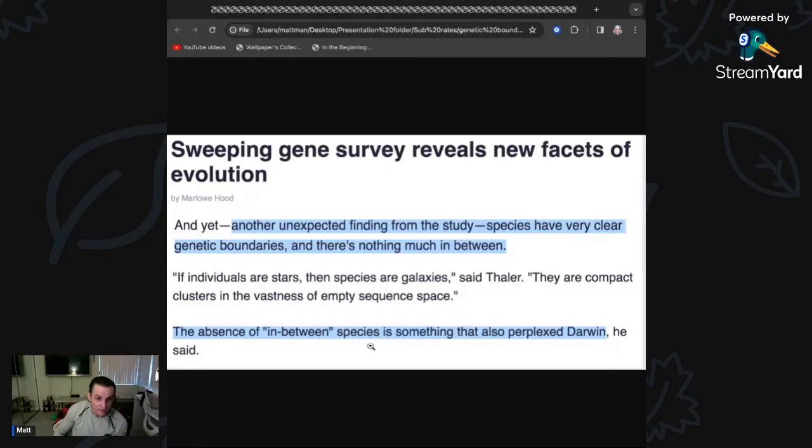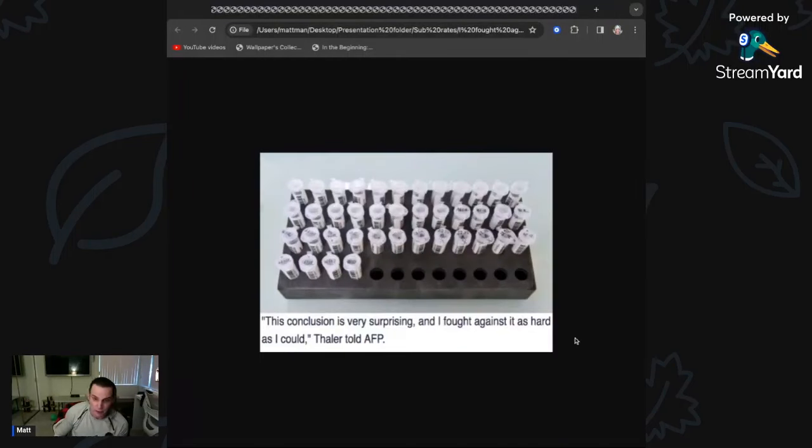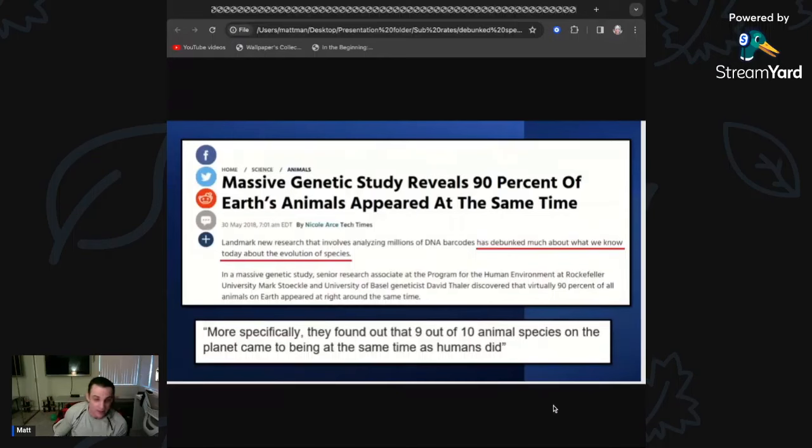And the absence of in-between species is something that also perplexed Darwin. Like, he looked in the fossil record and said, where are they? I don't see these intermediaries. They should be everywhere. There's hundreds of millions of years for them. Can't find them. And then they just say, oh, fossils are rare. Another excuse, right? This conclusion is very surprising, and I fought against it as hard as I could. They were literally fighting themselves in their own mind because it was so devastating to evolution.